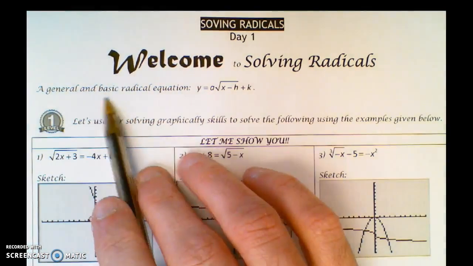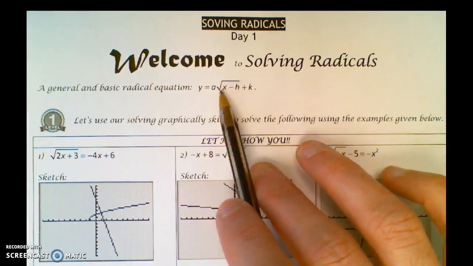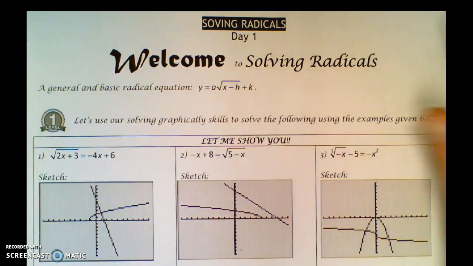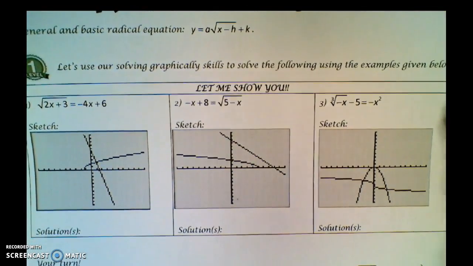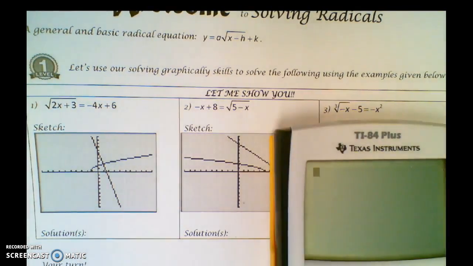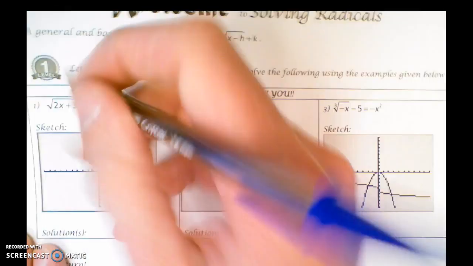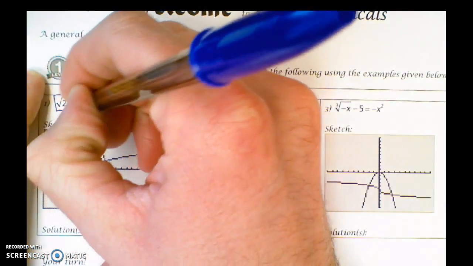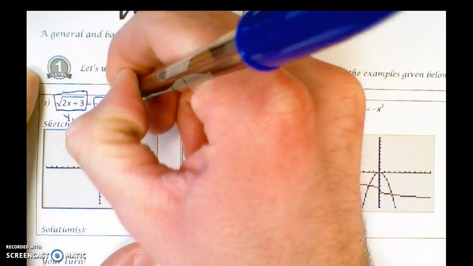Remember, a general and basic radical equation looks like this. It has a root symbol in it, and then you have your variables and numbers that you're adding or subtracting or multiplying. So let's just review solving graphically. If I wanted to solve graphically, you're going to have to use your calculator. Remember, when we did this, one side of the equation was y1, and the other side of the equation was y2.